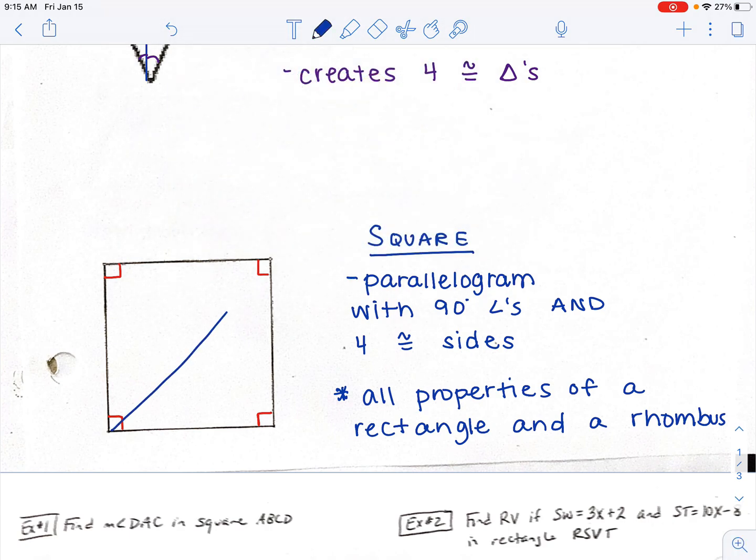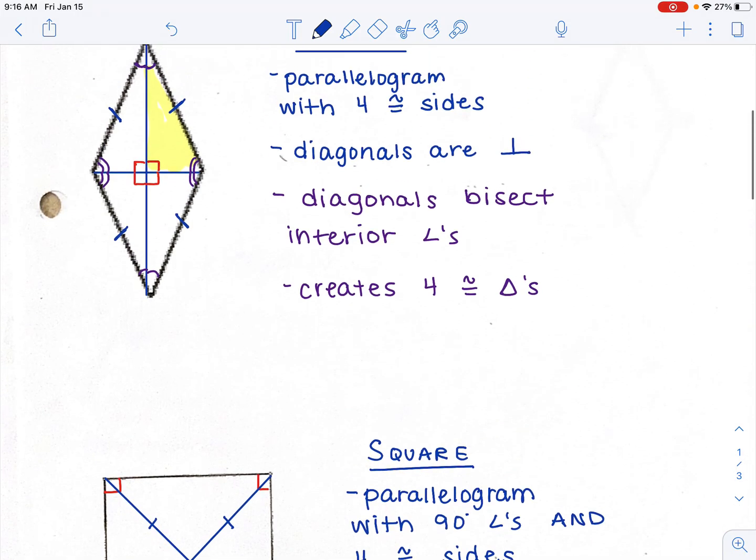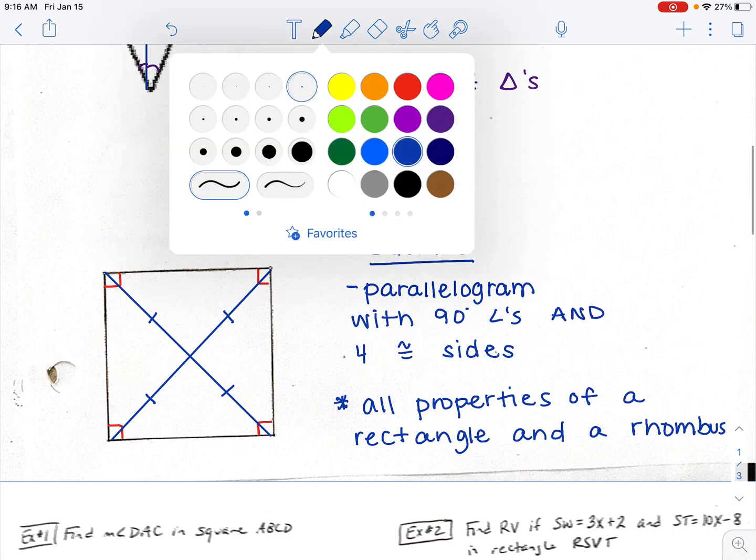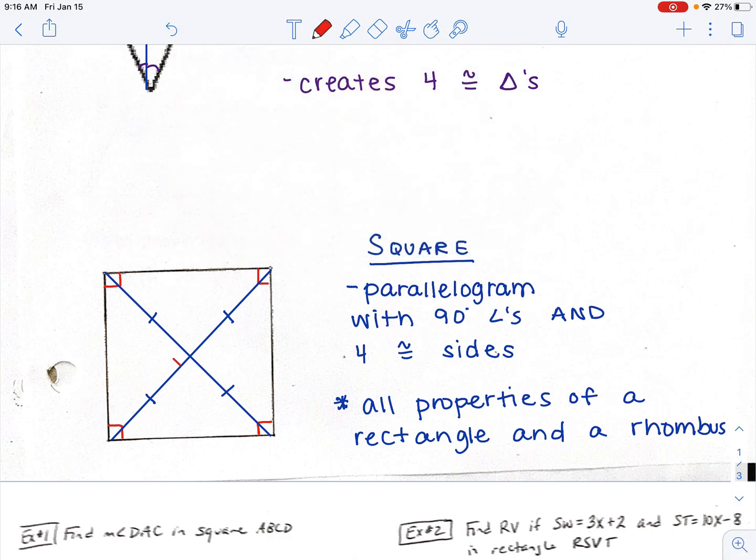It also says the diagonals are congruent, so I'm going to draw in my diagonals. And since those are congruent, we know that this will be the same as this, and this, and this. We also have the properties from the rhombus, which says that diagonals are perpendicular, which means the angles where the diagonals are meeting are going to be 90 degrees.